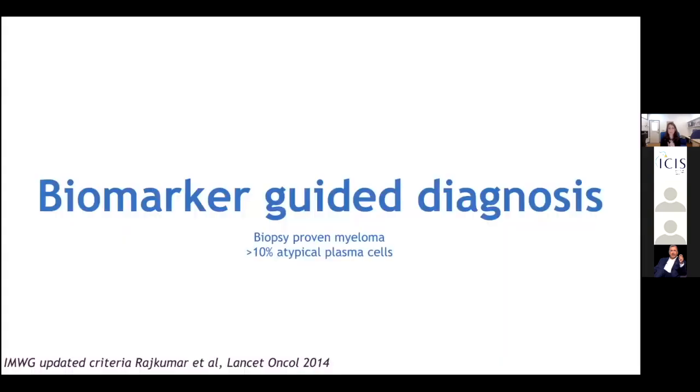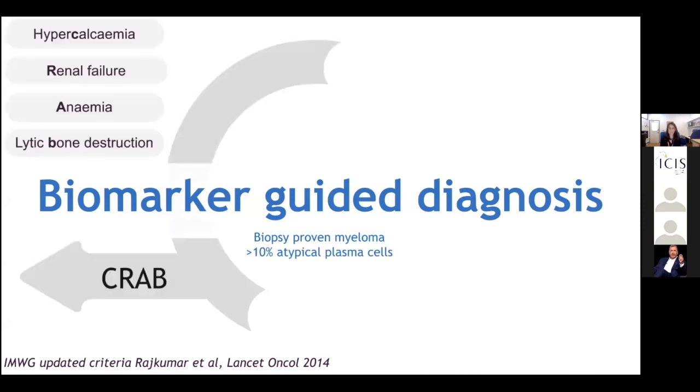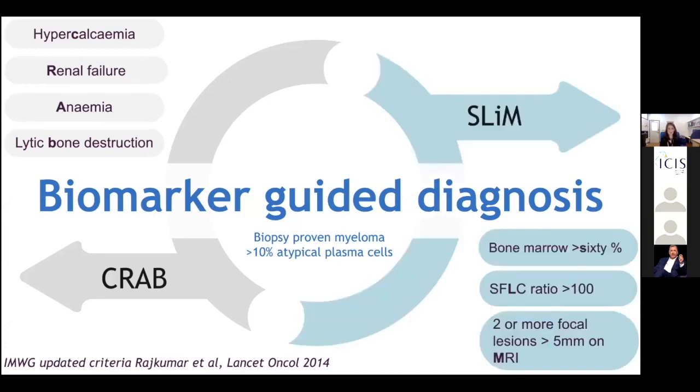And this capability is driving new biomarker-guided diagnosis. So let's just revisit how we diagnose myeloma at the moment. So we still have to establish a histopathological diagnosis of myeloma by proving that there are more than 10% atypical plasma cells from a bone marrow trephine. Now, we can still use the traditional CRAB criteria that we all remember as hypercalcemia, renal failure, anemia, and lytic bone destruction. But what we now have more recently are the SLIM criteria.